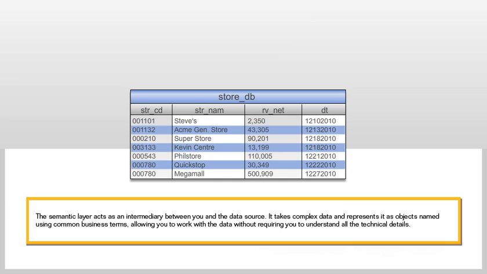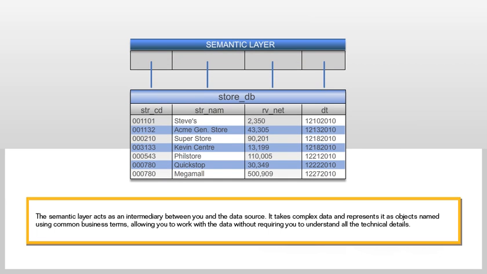The semantic layer acts as an intermediary between you and the data source. It takes complex data and represents it as objects, named using common business terms, allowing you to work with the data without requiring you to understand all the technical details.